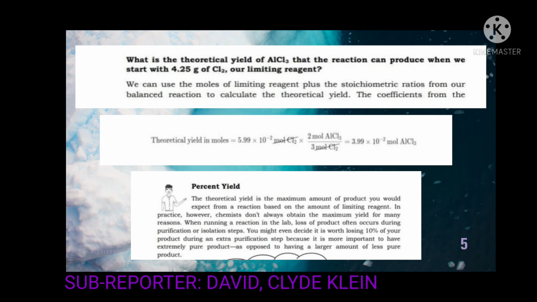Percent yield. The theoretical yield is the maximum amount of the product you would expect from a reaction based on the amount of limiting reagent. In practice, however, chemists don't always obtain the maximum yield for many reasons. When running a reaction in the lab, loss of product often occurs during purification or isolation steps. You might even decide it is worth losing 10% of your product during an extra purification step because it is more important to have extremely pure product as opposed to having a larger amount of less pure product.